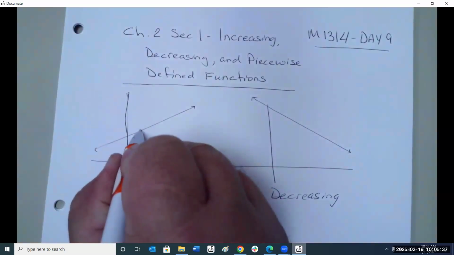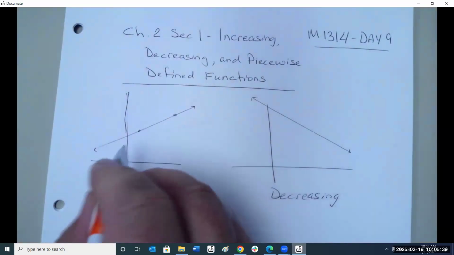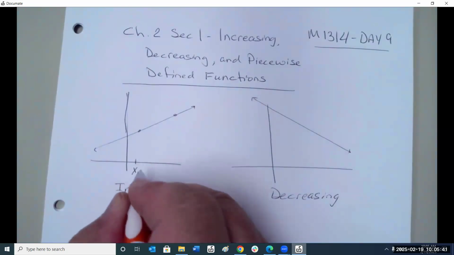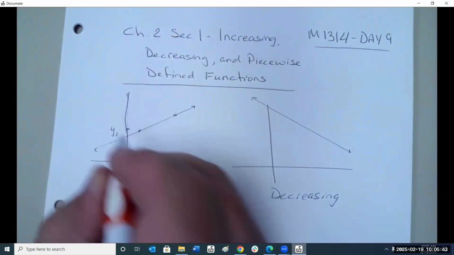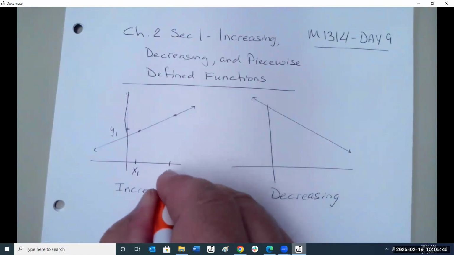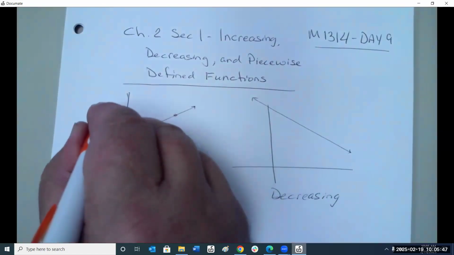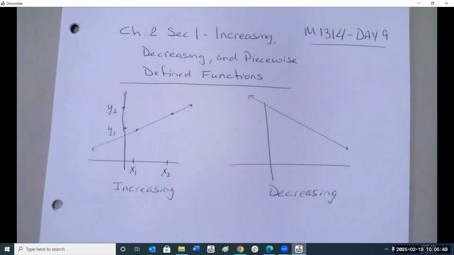Remember, for a function to be increasing, we pick 2 points. So this is x1, this is y1, this is x2, and this is y2. Remember when we did slopes and everything? So we define an increasing function as this.